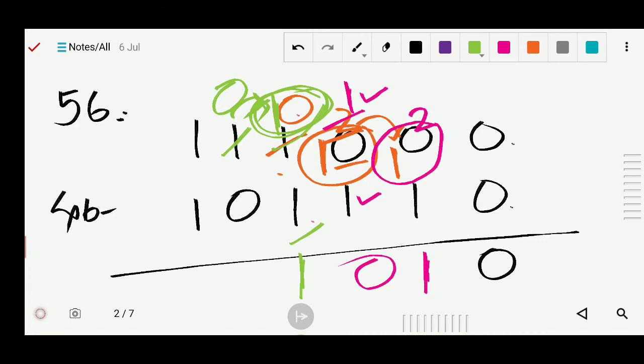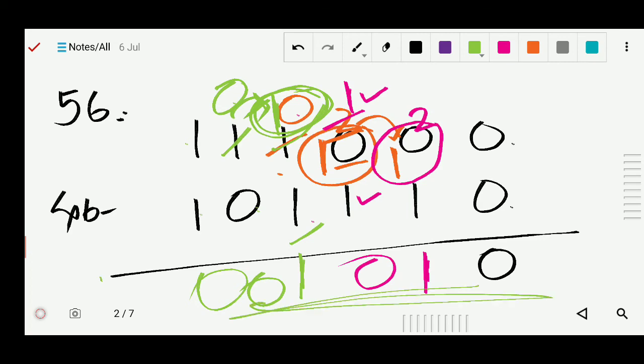Now here is 0. Now this part is 0. 0 minus 0, 0. And 1 minus 1, also 0. So your answer is this one, 1 0 0 1 0 1 0. That is equal to 10 actually. You can check it also. So I hope you understand the subtraction.